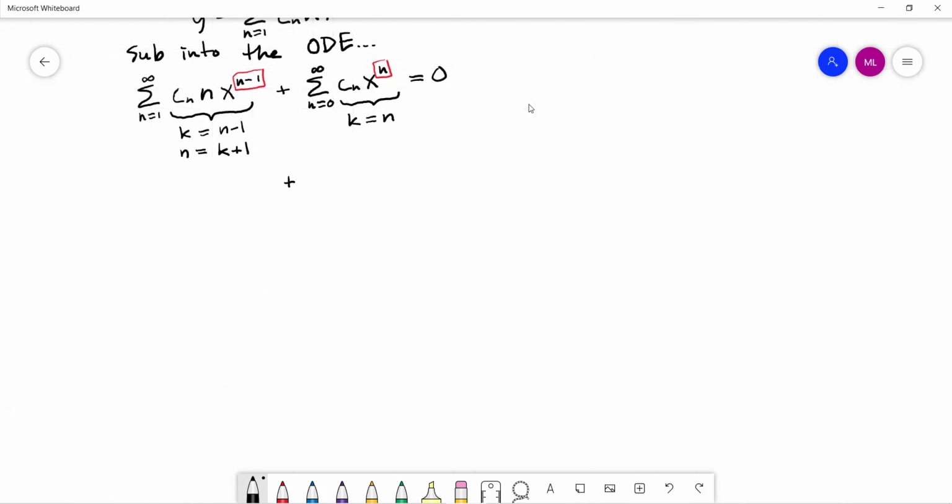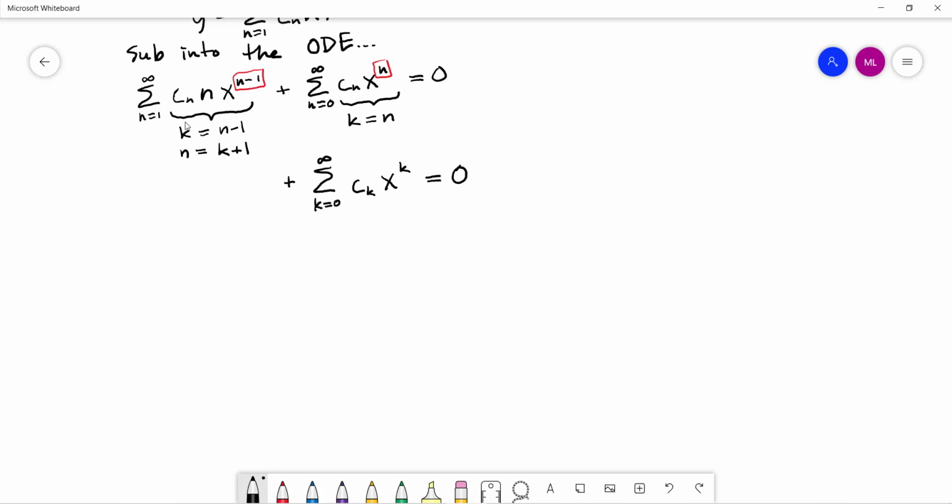So this one's not going to change. I'm just going to have the sum, but now from k equals 0 to infinity of c_k x to the k. And I'm still going to have the whole thing be equal to 0. So this hasn't changed. I'll pull that down. This hasn't changed, other than we're calling it k instead of n now. But this is going to change.